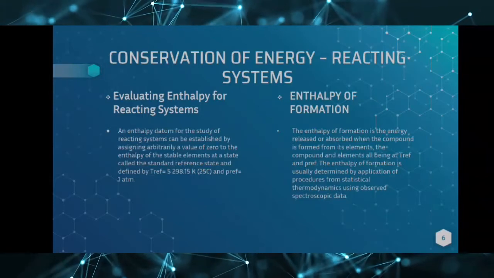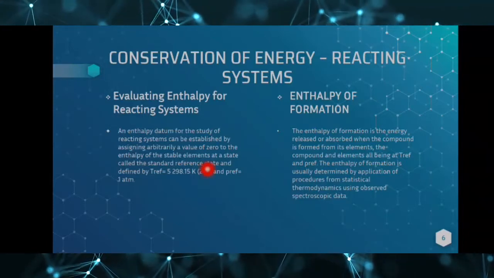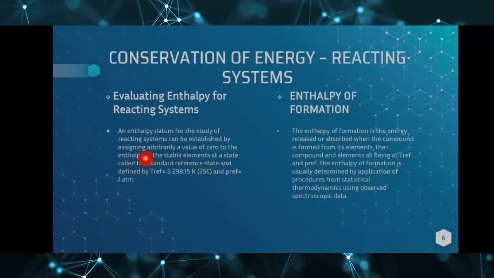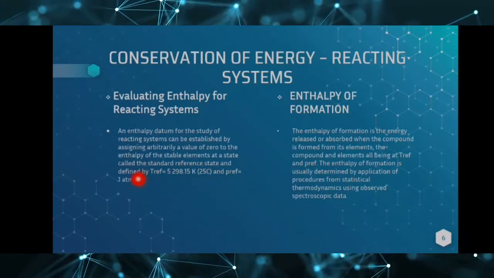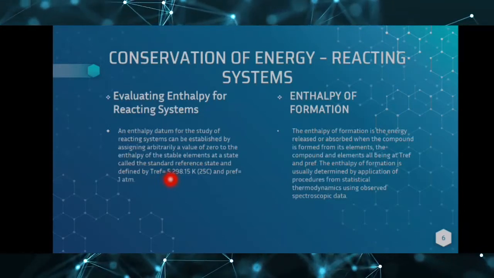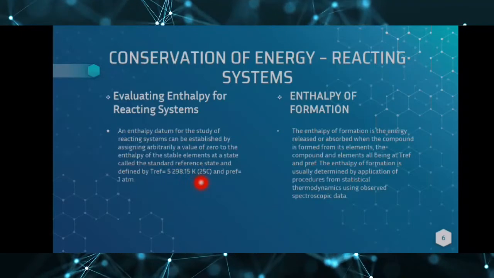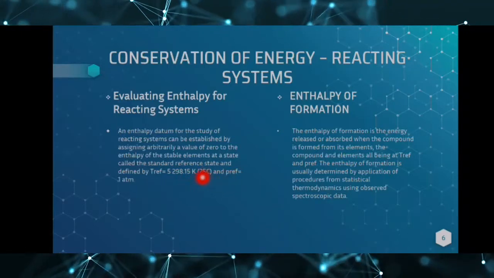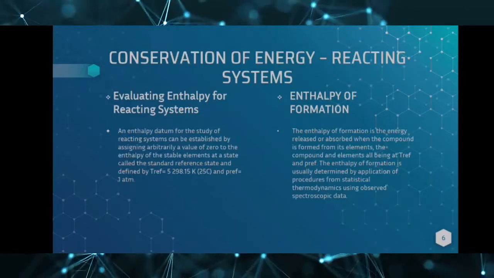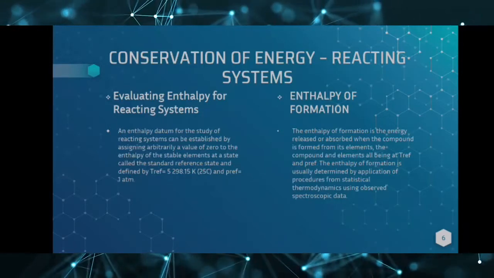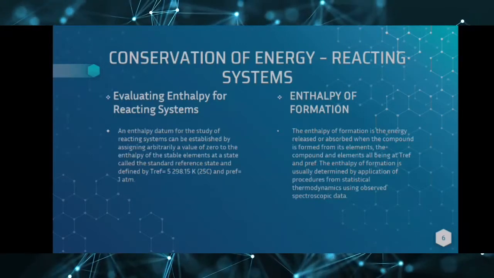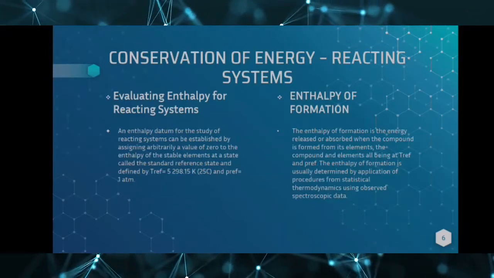So, an enthalpy datum for the study of reacting systems can be established by assigning arbitrarily a value of 0 to the enthalpy of the stable elements at a state called the standard reference state, defined by Tref, the temperature reference, equal to 298.15 Kelvin or 25 degrees Celsius, and Pref equal to 1 atm. For example, at the standard state, the stable forms of hydrogen, oxygen, and nitrogen are H2, O2, and N2, and not the monatomic H, O, and N. So no ambiguities or conflicts result with this choice of datum.